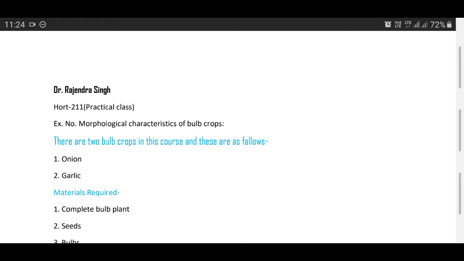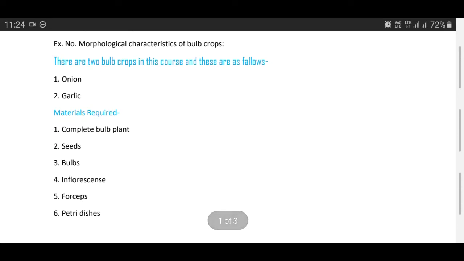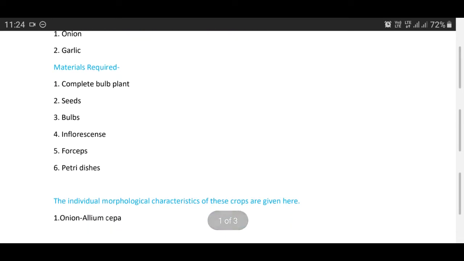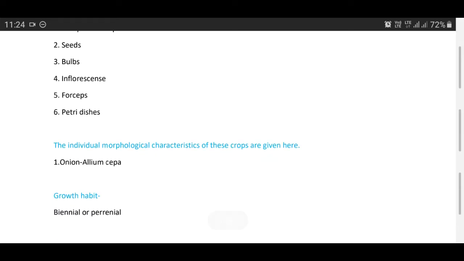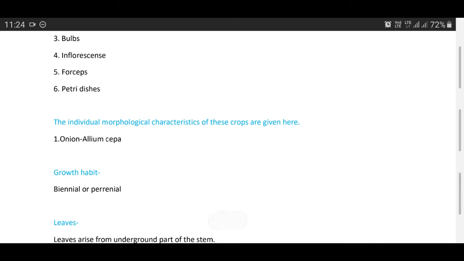For studying the morphological characteristics of bulbs, some materials will be required. These are a complete bulb plant, seeds, bulbs, inflorescence, forceps, and petri dishes. Before going to the actual analysis of morphology, the individual morphological characteristics of these crops are given here for your reference. First one is onion.